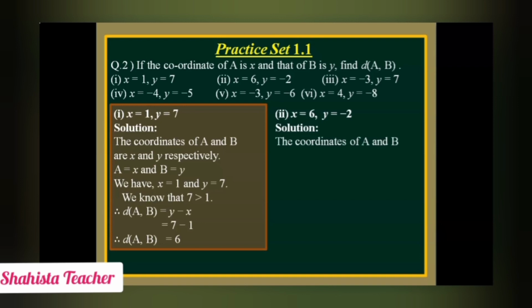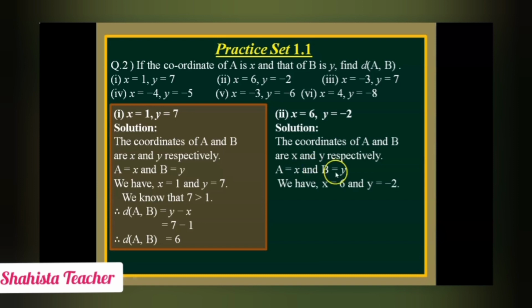The coordinates of A and B are x and y respectively. Here A is equal to x and B is equal to y. After this, we know that x is 6 and y is minus 2. So here we will write, we have x is equal to 6 and y is equal to minus 2.